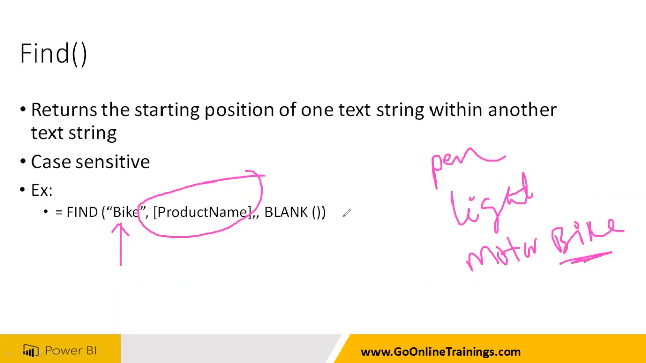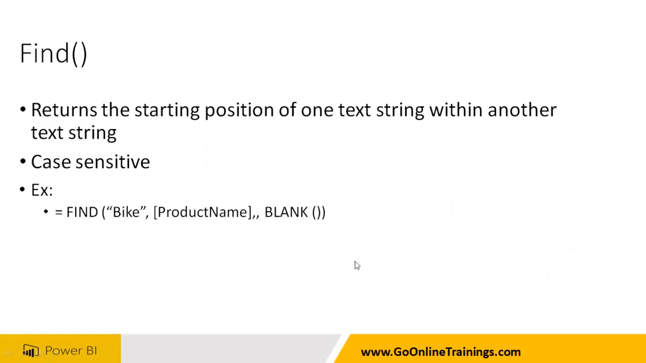If it is not there, then you need to give me a blank. Blank means a null value. If it is there, then you give me the starting position. So 1, 2, 3, 4, 5, 6, 7. In the seventh character, the bike is available in this value. So you will be able to find out like that. Clear? So that is what is called the find function. We are verifying whether this spelling is available within your product name or not.